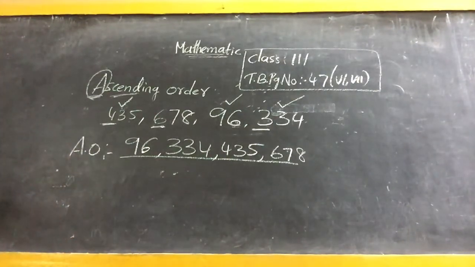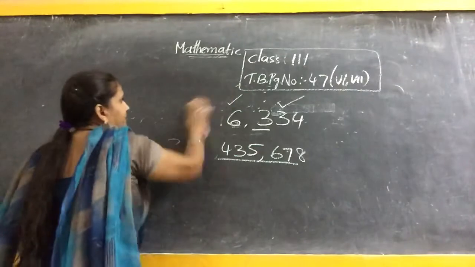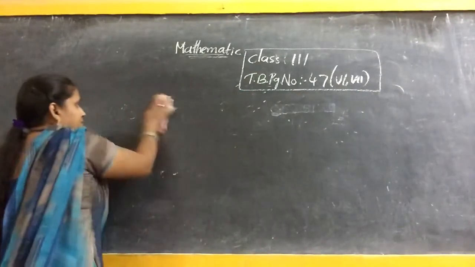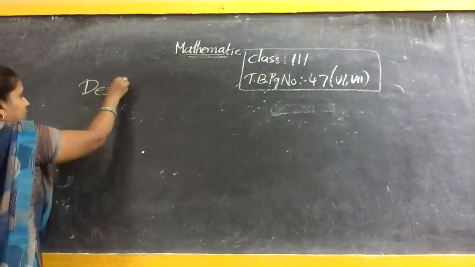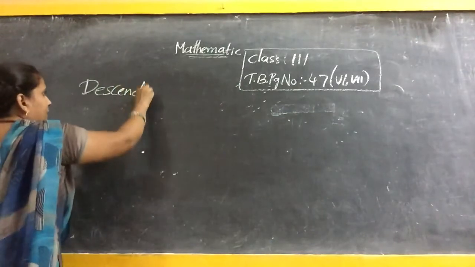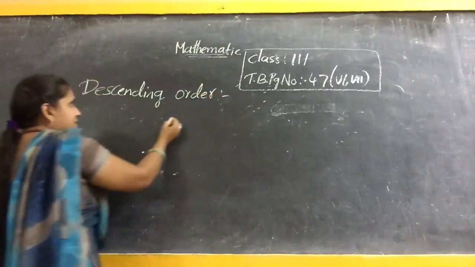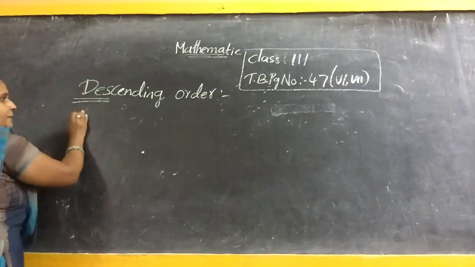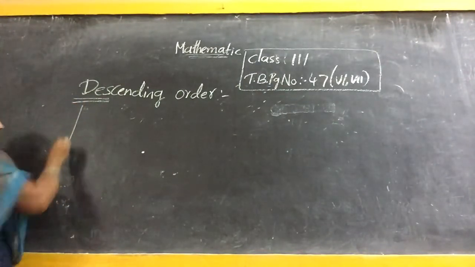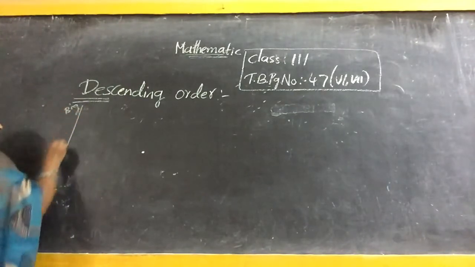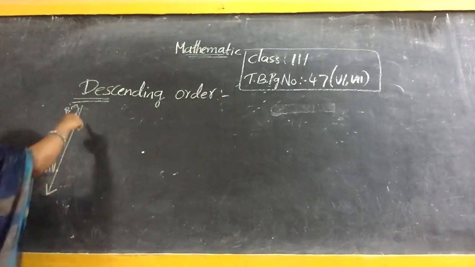Now I am going to explain how to write descending order. Okay, descending order. Now you listen. Descending order means the opposite of ascending order. It means from big number to small number. Big to small, coming from up to down.